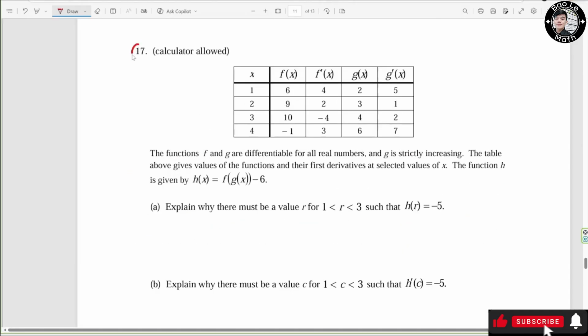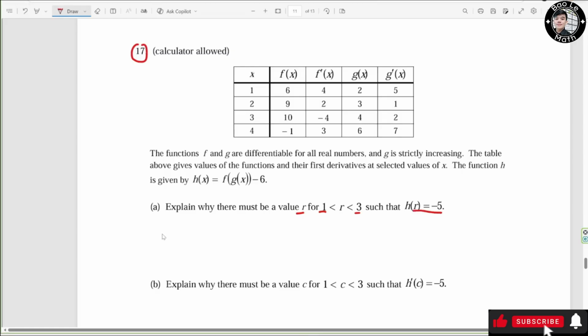Now let's move on to question 17. The functions f and g are differentiable for all real numbers and g is strictly increasing. The table above gives values of the functions and their first derivatives at selected values of s. The function h is given by h of s equals f of g of s minus 6. Question A. Explain why there must be a value r for r between 1 and 3 such that h of r equals negative 5.